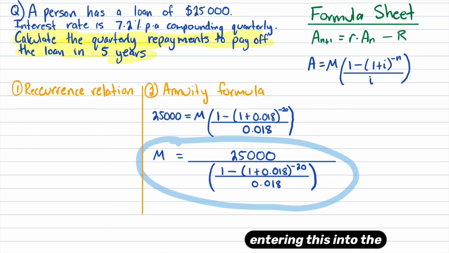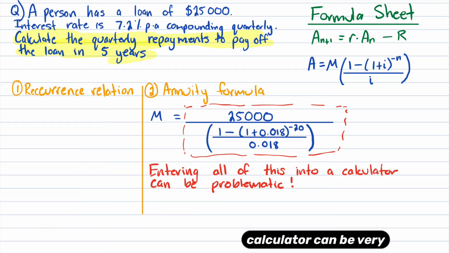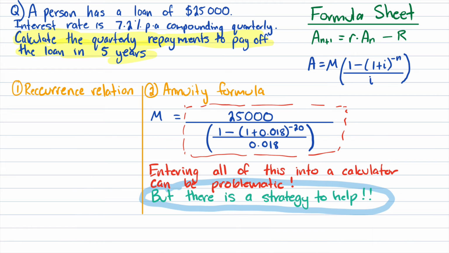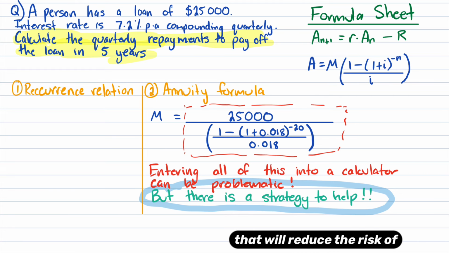Now, entering this into the calculator can be very problematic, especially if you try to do it all in one go. It's very common to get a math error because there's a lot of brackets, a lot of fractions, negative indices, there's just a lot going on here. So there's a strategy that I'm about to show you that will reduce the risk of making any error and make your life a lot easier when you're doing these sort of questions.